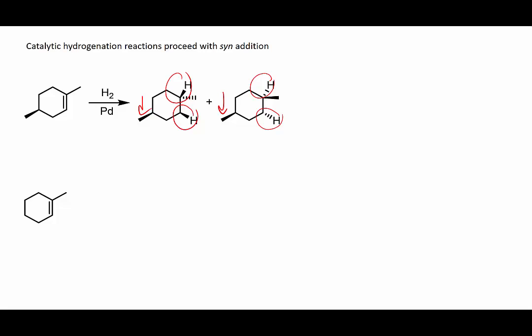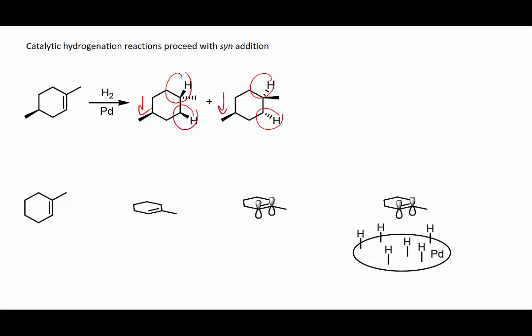Why does this syn addition occur? Again, let's take our substrate here. We're going to simplify it a little bit, remove that one methyl group, rotate it, add in our pi bonds, and now let's think about how this works with the metal. A palladium metal surface is a heterogeneous catalyst, which means it's not in solution. You can actually see the palladium catalyst in solution as a solid.